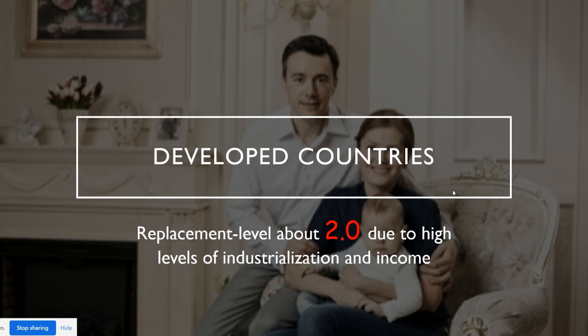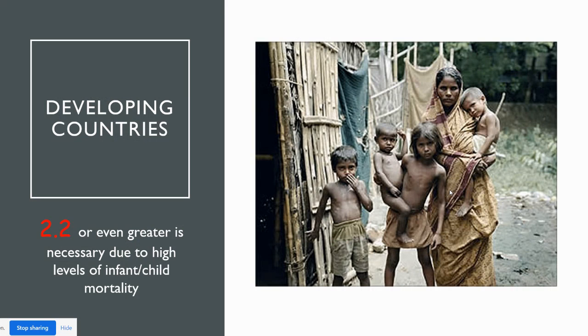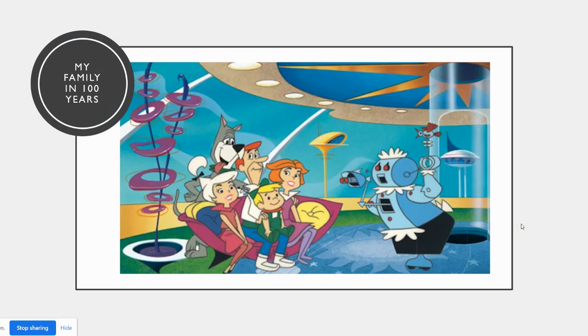In developed countries, the replacement level is about 2 due to high levels of industrialization and income. We tend not to lose too many of our babies in that first couple of years. In developing countries, it's 2.2 or higher due to high levels of infant and child mortality. And that's why they tend to have more babies. And then if they lose 1 or 2, they at least have a couple left.